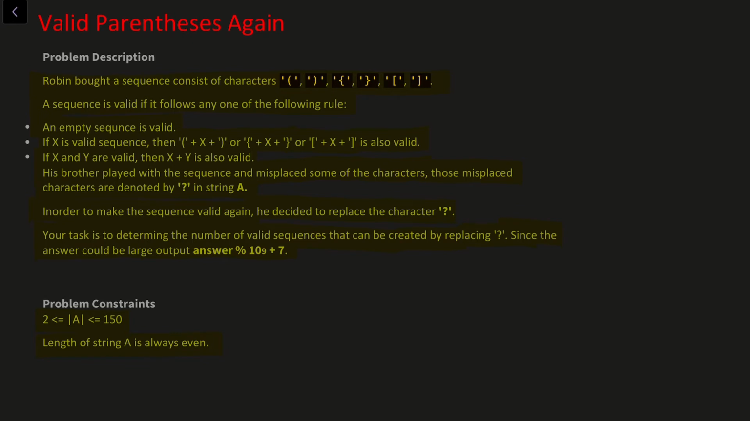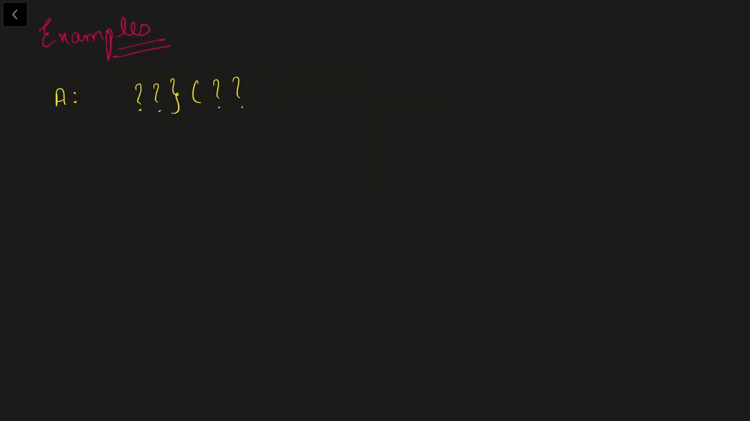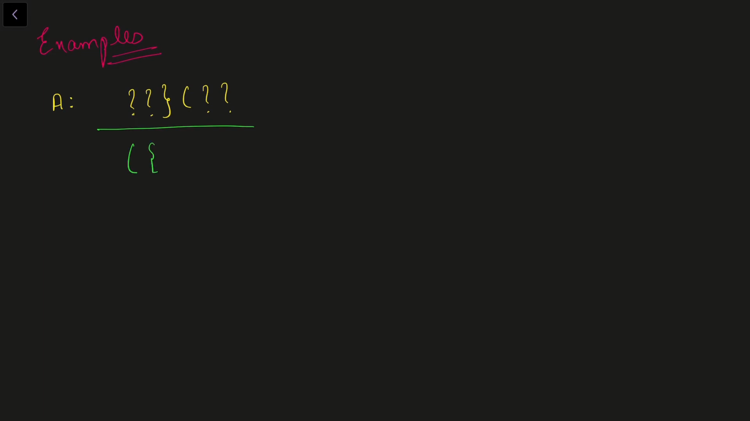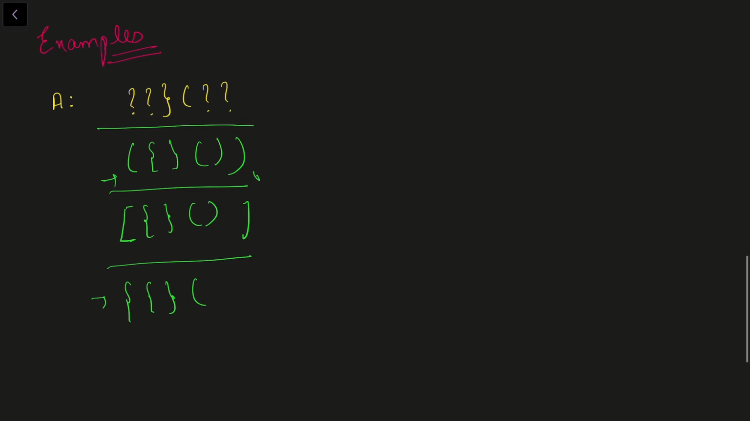Now let us move on to see some examples of this problem. Let's say we are given this string and we need to count the number of valid sequences we can make out of this string. So I think we can do this like this. This is a valid sequence. Similarly, I can just change this outer bracket to something else. Let's take the big brackets. And similarly, I can change the outer braces to curly braces. So this also works. So apart from these three strings, we cannot have any other string.